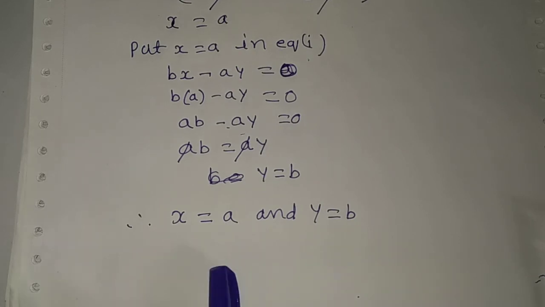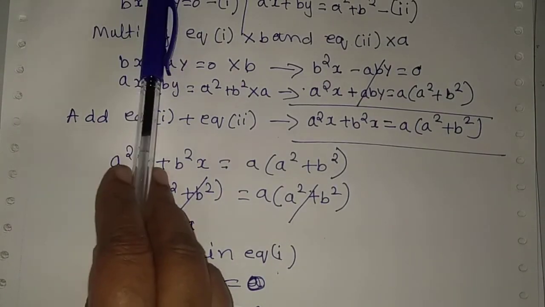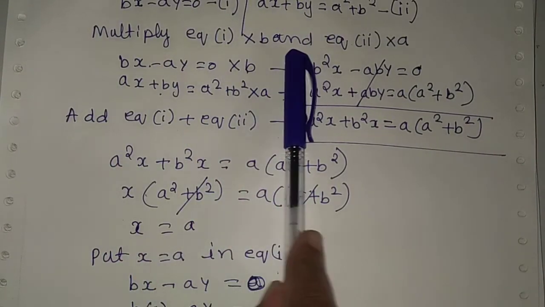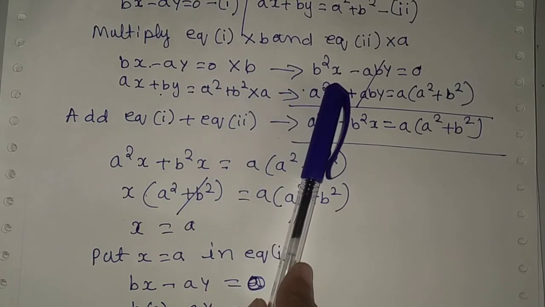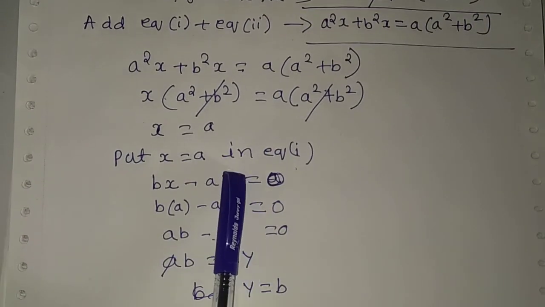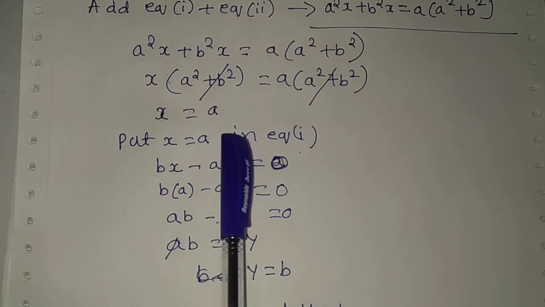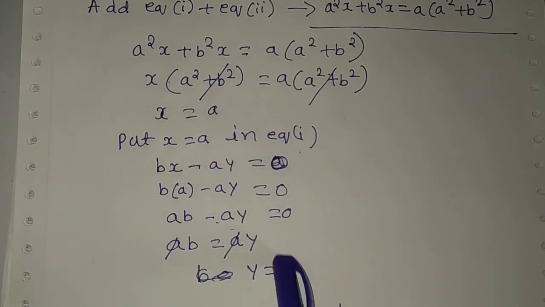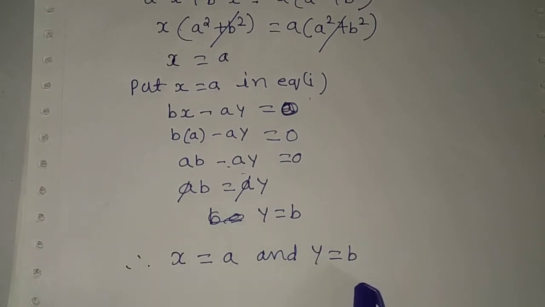This is very easy. The first step is just cross multiply this, then multiply equation 1 into b, equation 2 into a, then add these two, simplify this, then we get x is equal to a. Again put this a, x is equal to a, in equation 1, we will get y is equal to b. Finally we got x is equal to a and y is equal to b. This is a very simple problem.